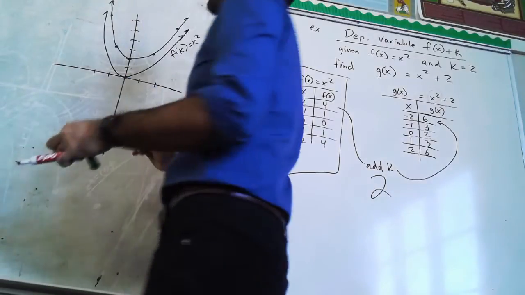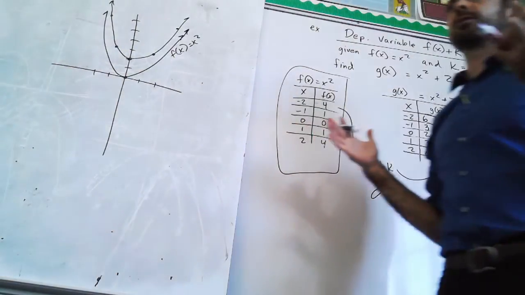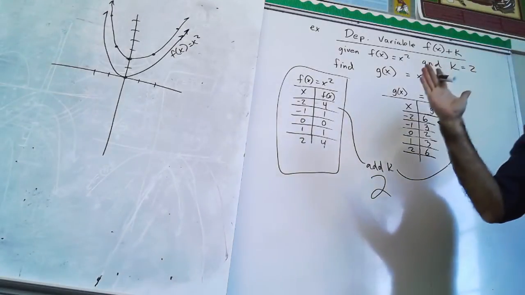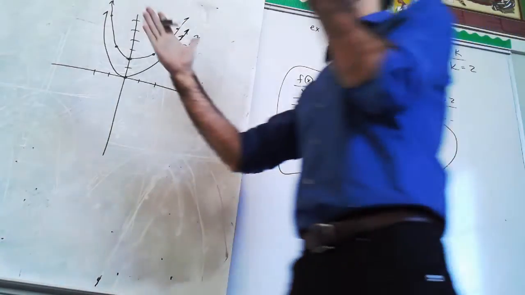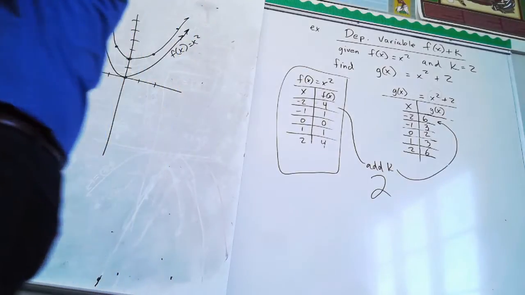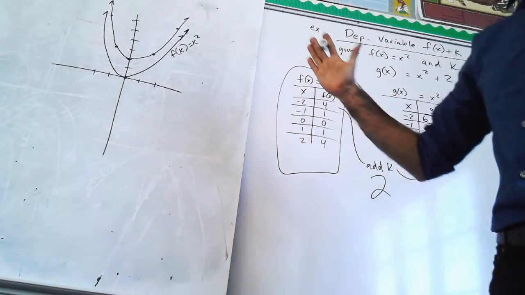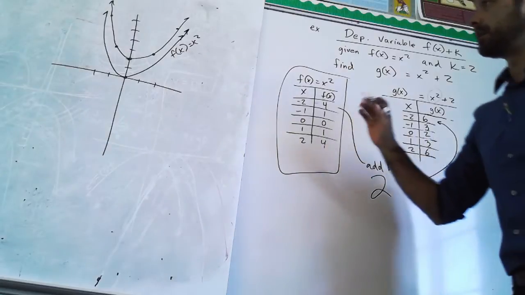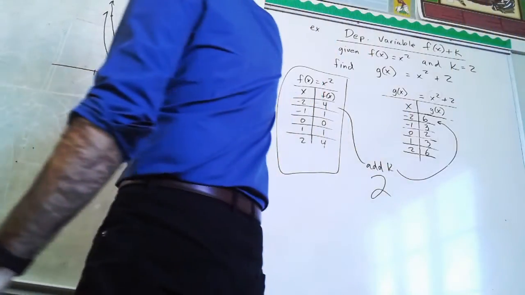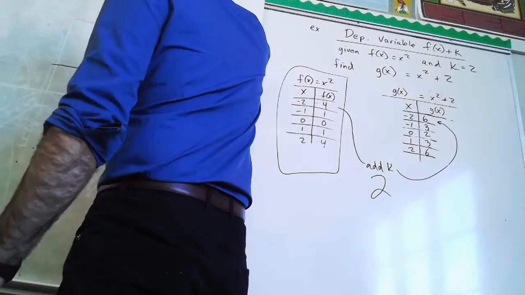And it's the exact same shape. The parabolas are always going to be the same. We're not dealing with what's called a transformation. We're not stretching it or squishing it at all. Here we're just moving up, down, left, right. So x squared is here. Then we have g of x, which is just x squared plus 2.